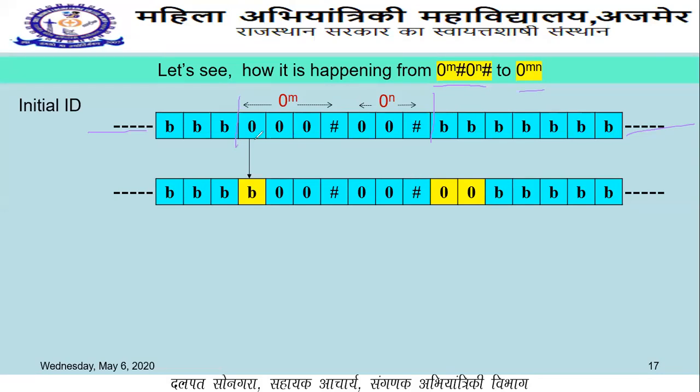Next, look at how the processing goes on. Look at the very first 0 of our input string. The very first 0 is processed and we replace it with a blank, and we move further towards the multiplier side. This is our multiplier, which we copy after the separator symbol like this. This 0 is copied in this form, and again this 0 is copied.